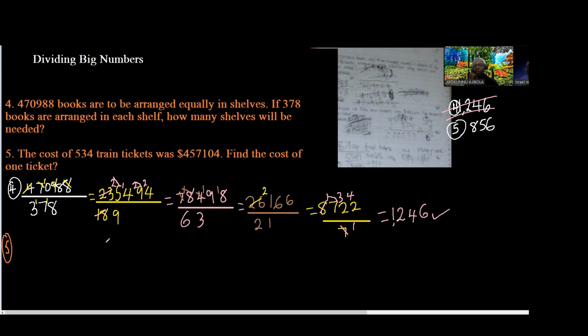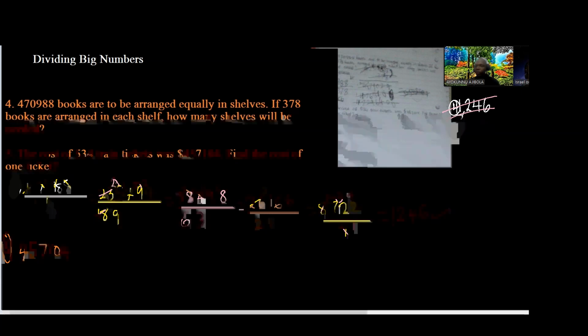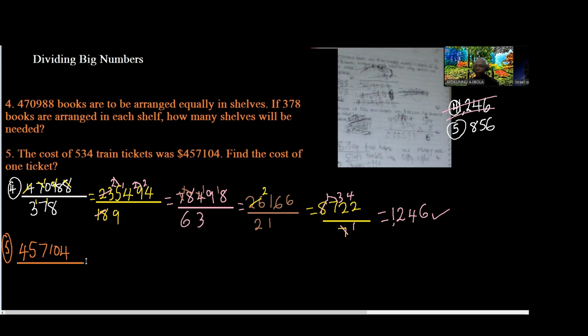So we are still dividing, which is 457,104 divided by 534. So again, we can start with 2 because they are both even numbers, okay? So how many 2 is in 4? 2. 2 in 5 is 2.